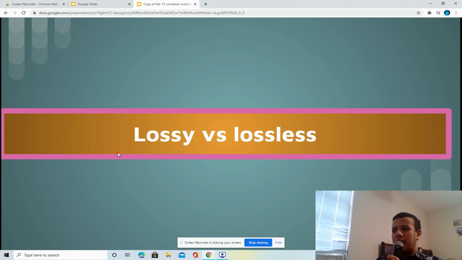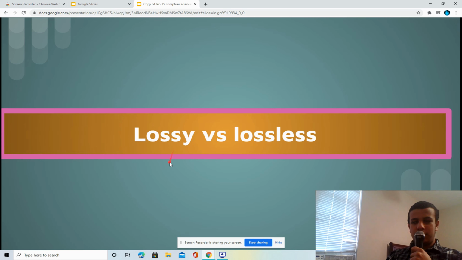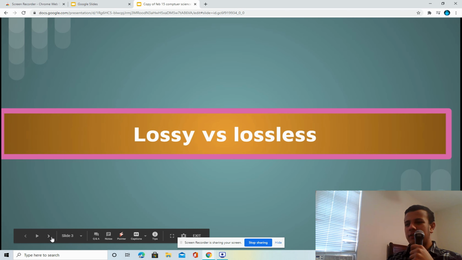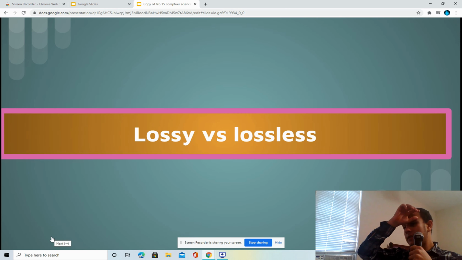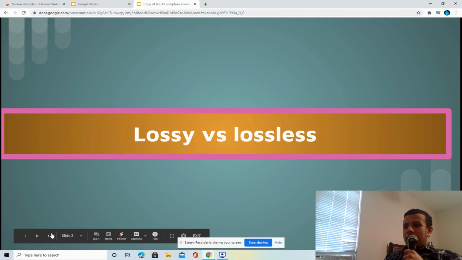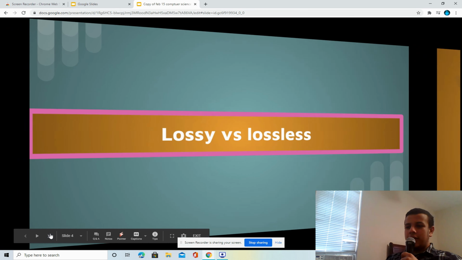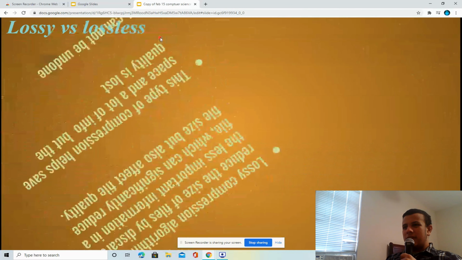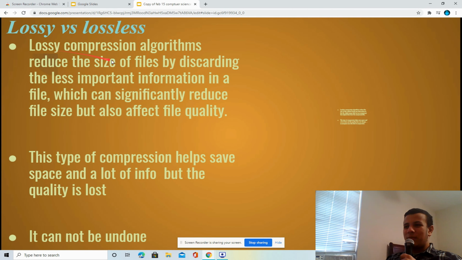So let's first look at lossy versus lossless compression. Now, lossy versus lossless compression is a pretty simple idea, right? Lossy gets rid of data, while lossless can be recreated. It compresses without losing any quality or without losing data, but it does save space. Let's look at some of the differences. So, lossy versus lossless compression.